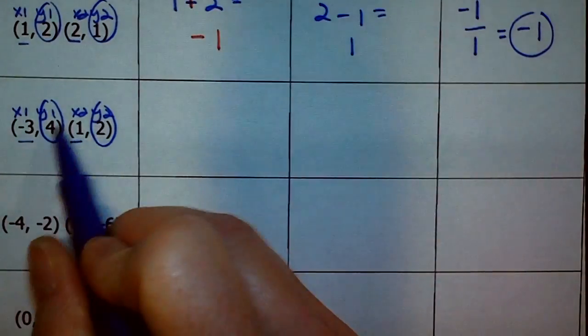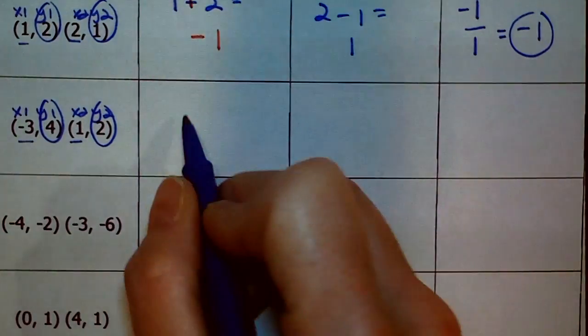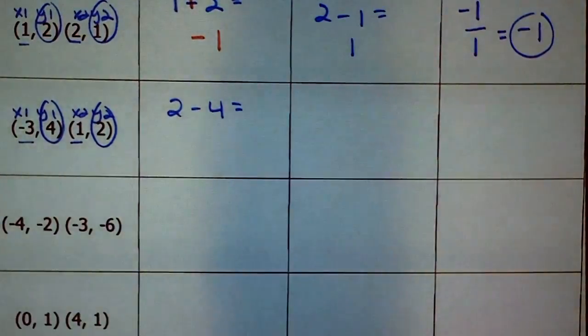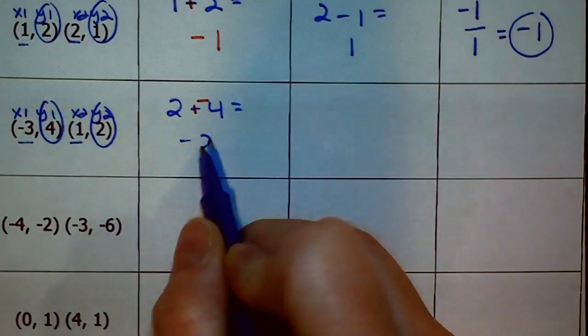All right, y2 minus y1, that's what we're going to do first to find the numerator. That means I need to take 2 minus 4. 2 minus 4 really means 2 plus -4, which is -2.